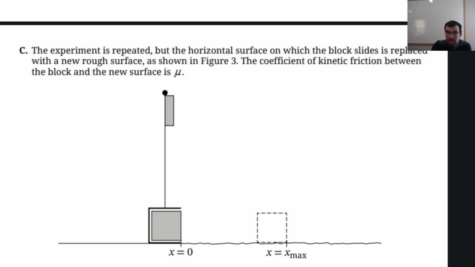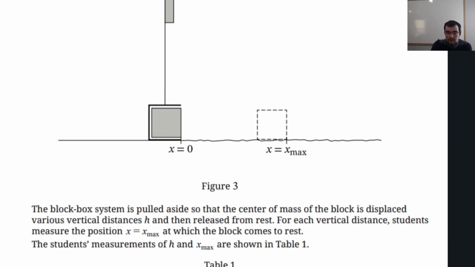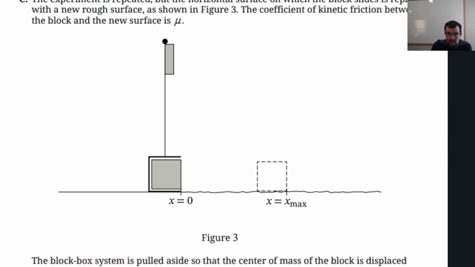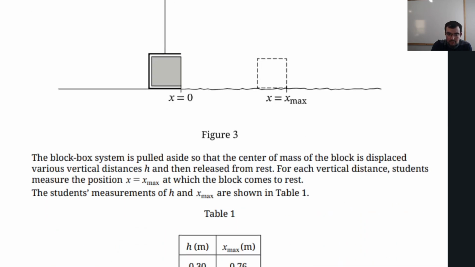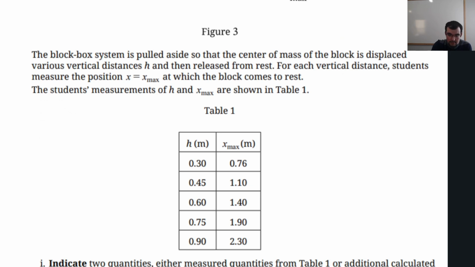All right, now the block is launched upon reaching the floor, and it's going to go some distance before friction stops it. So all we're given is the height that it swings from, and then we're given the distance it travels.